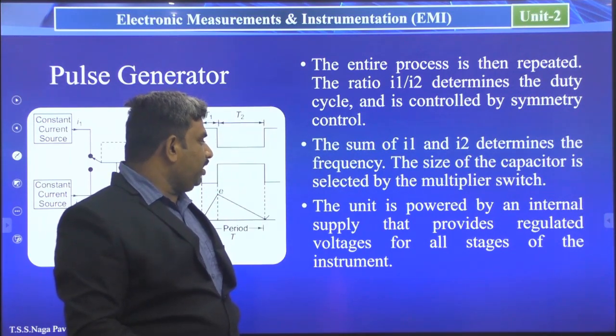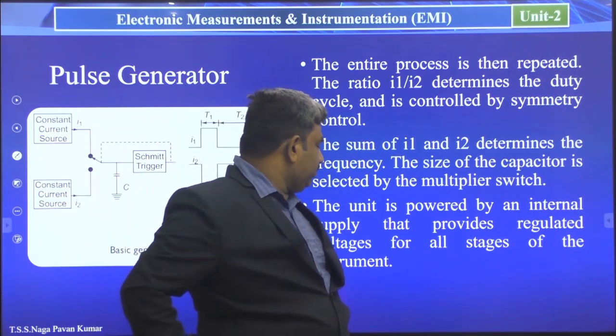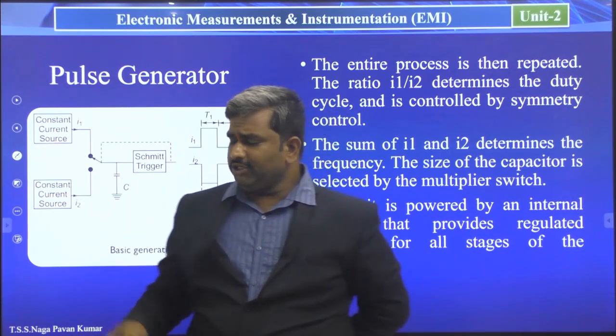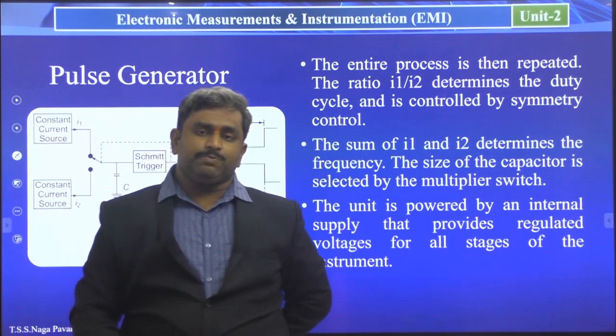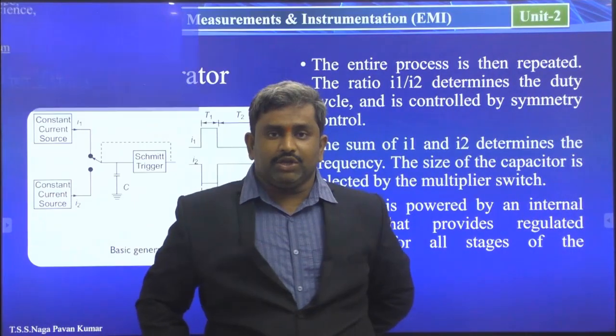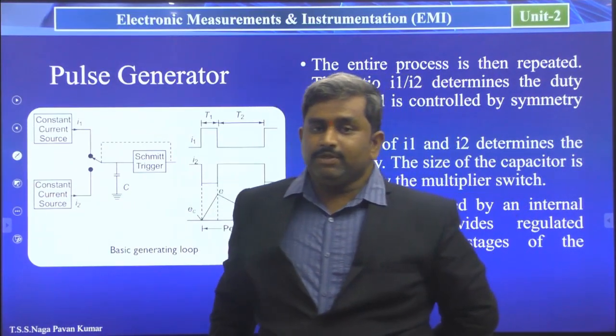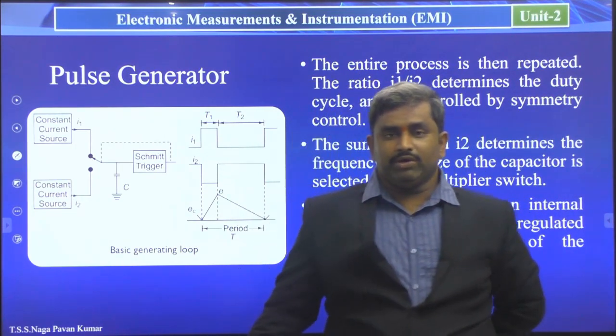The unit is powered by an internal supply that provides regulated voltage for all the stages of the instrument. Internally, we are placing a power supply circuit that is going to power up all the circuit components. Okay, so this is a basic self-generating loop in the pulse generator block diagram.